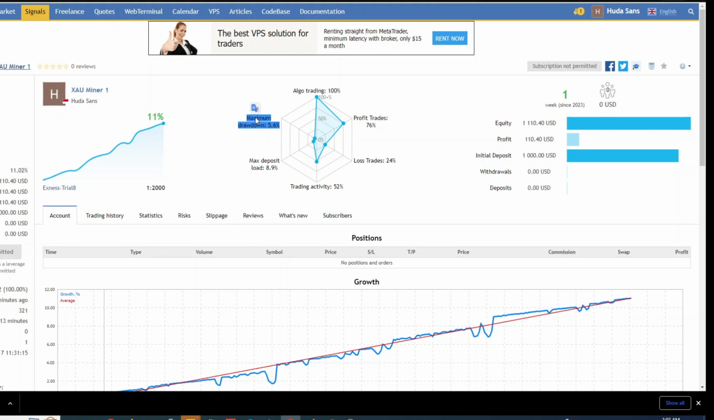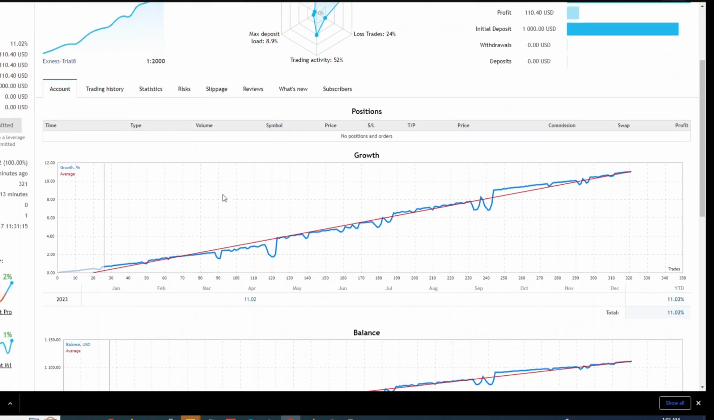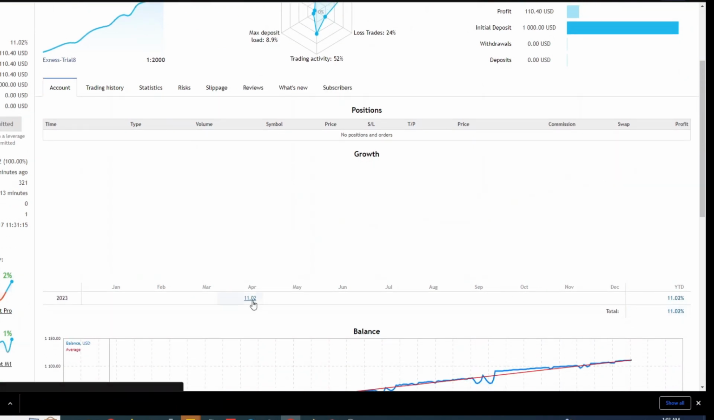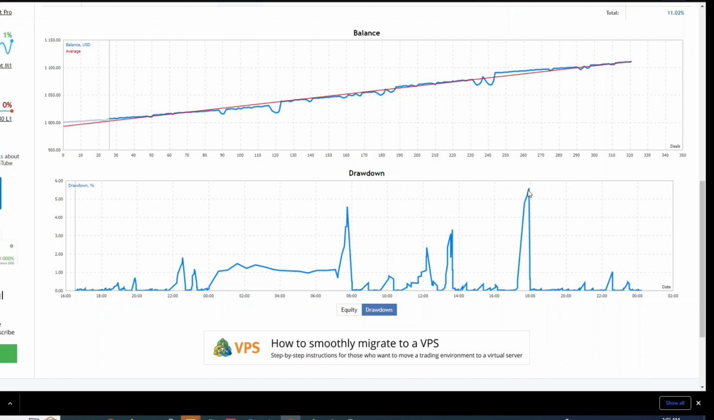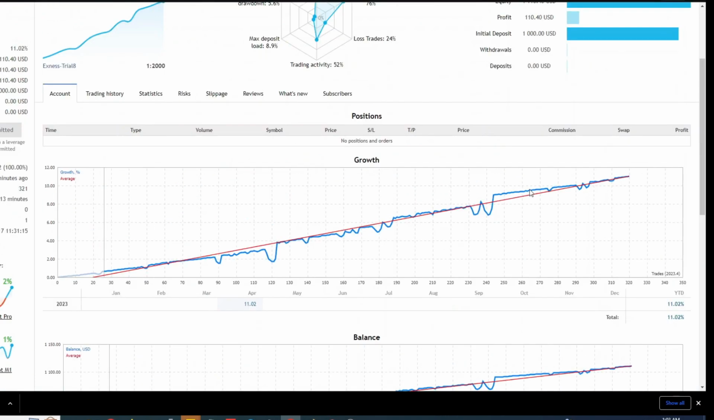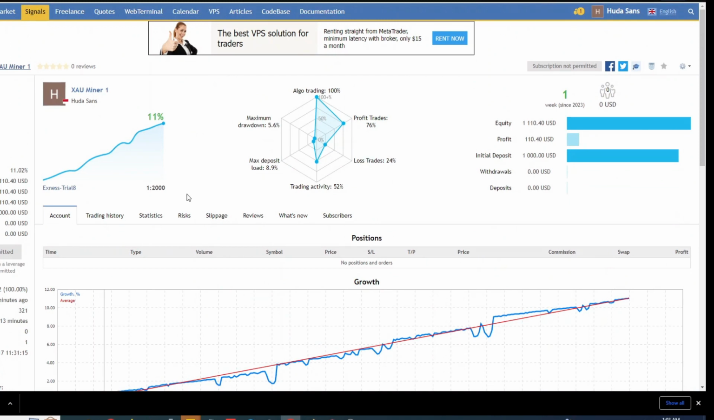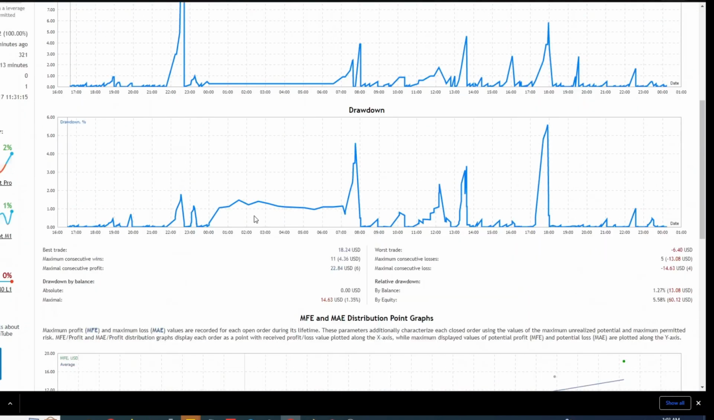Maximum drawdown 5.6%. Trading activity 52%. Account growth up 11%. The leverage that I use is quite high, 1-2000. New trading took place in this April. Drawdown of 5.6% if denominated in USD is 60.12 USD.